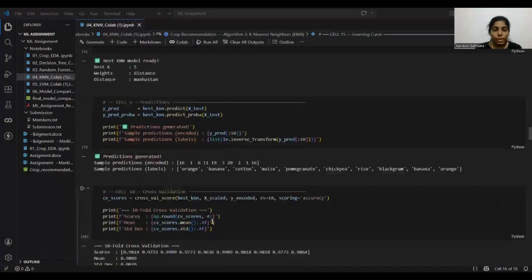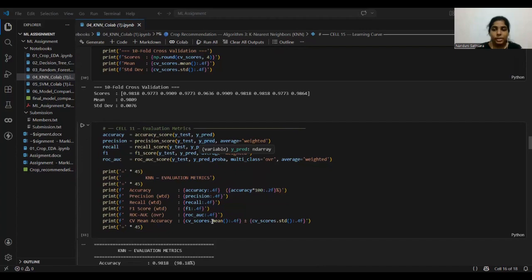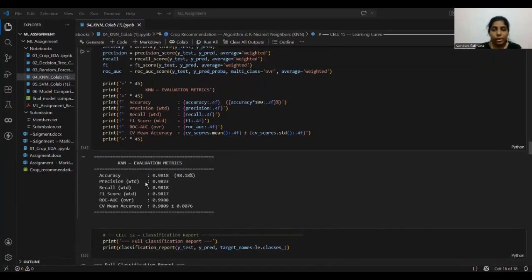Now coming to the results, on the test dataset, the model achieved an accuracy of about 98.18%, which is quite high. Other evaluation metrics like precision, recall, and F1 score are also around 98%, showing balanced performance.